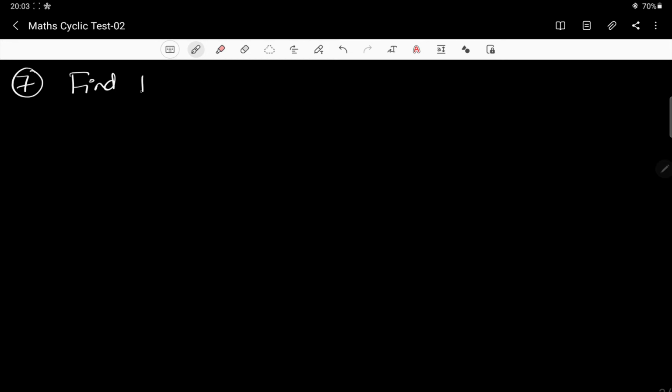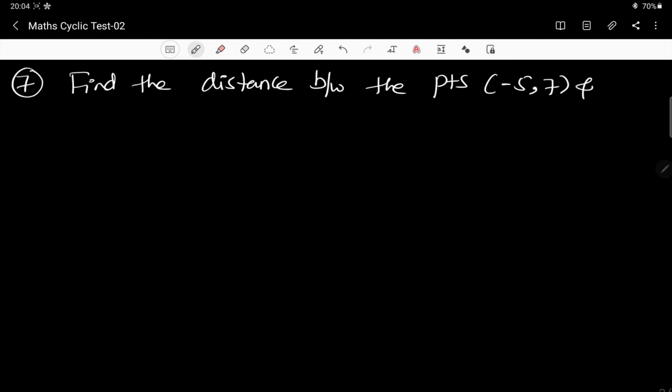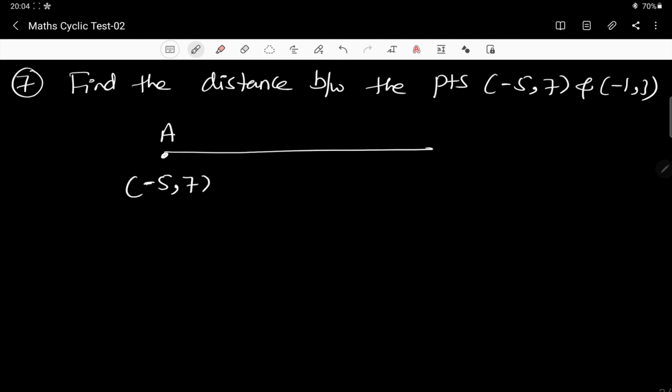Find the distance between the points minus 5 comma 7 and minus 1 comma 3. Here is one point, let me call it A, and this is going to be minus 5 comma 7, and let me take one more point B, which is minus 1 comma 3.